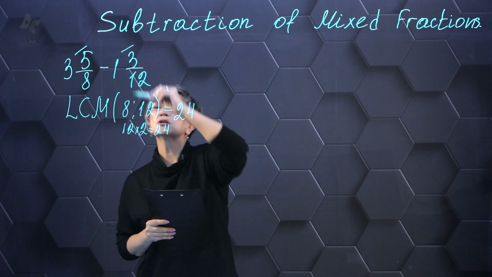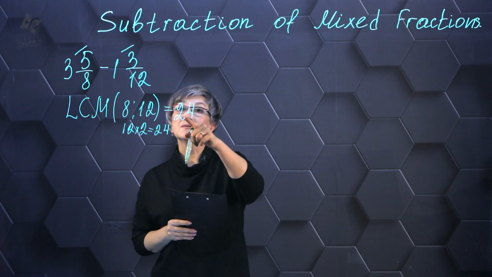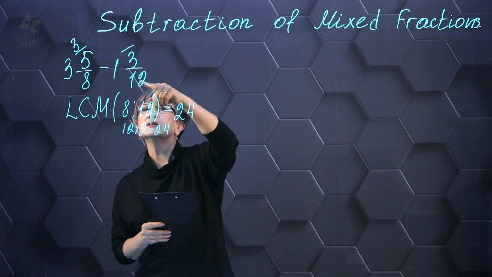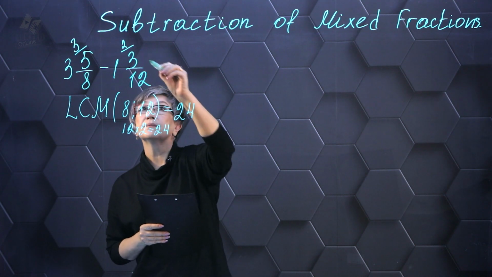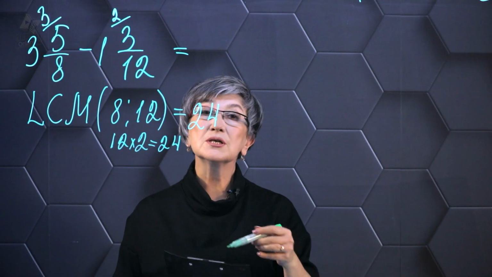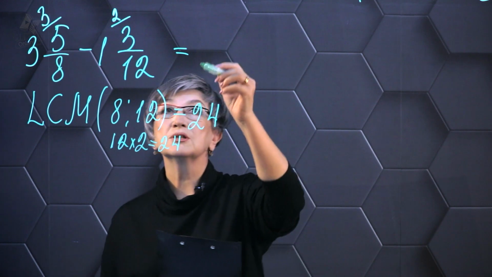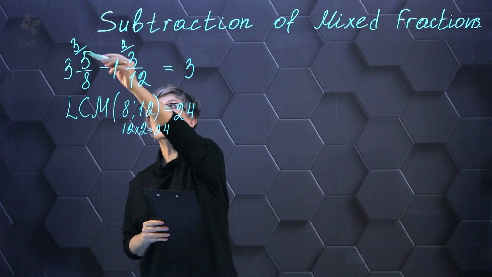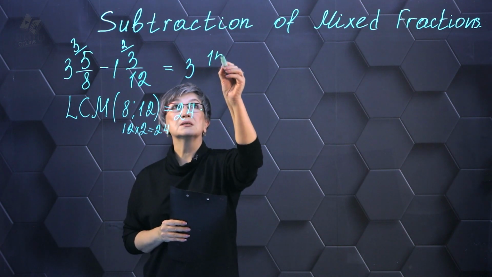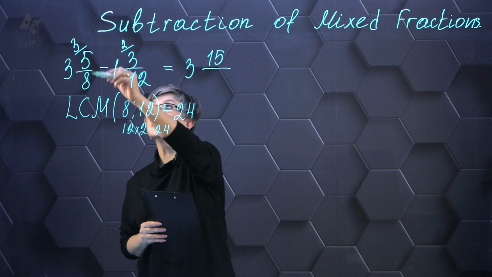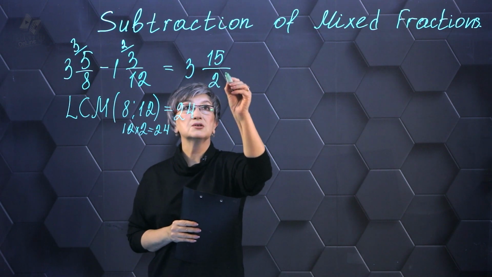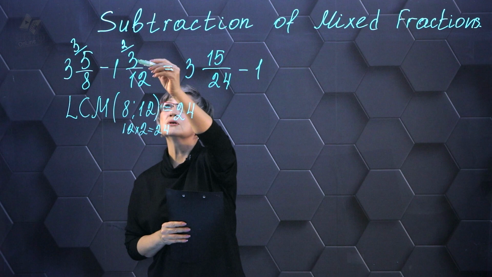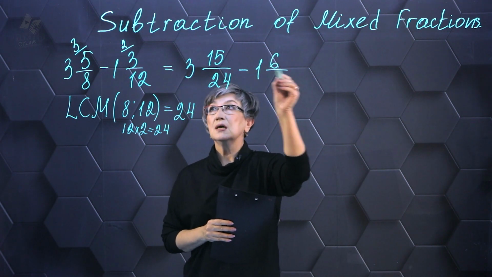Now, let's write down our additional multipliers. 24 divided by 8, that's 3. And 24 divided by 12, that's 2. This results in new mixed numbers. So 3 integers, I multiply 3 by 5, that's 15. And 3 times 8 is 24, minus one whole number. 2 times 3 would be 6. And 2 times 12 would also be 24.